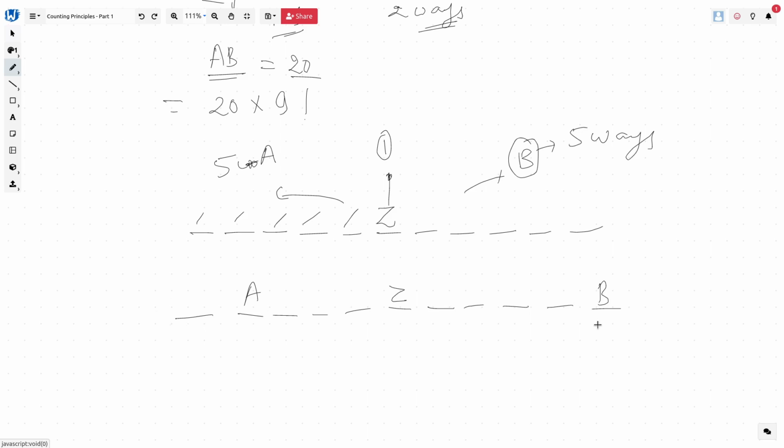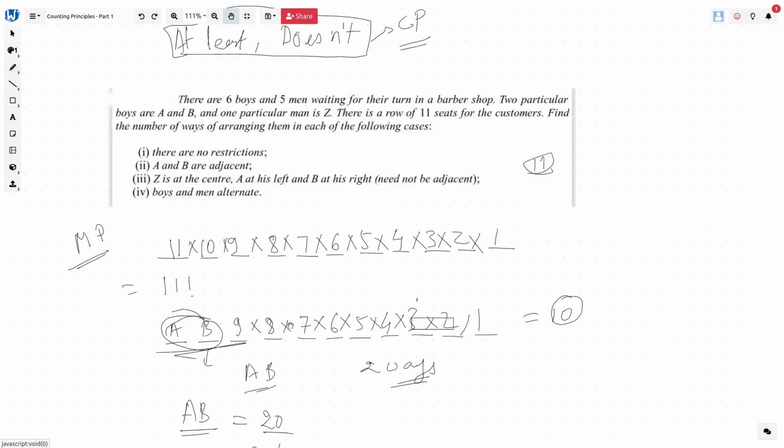So we are left with 8 places and 8 people. So it can be done 8 ways, then 7, 6, 5, 4, 3, 2, 1. So 5 ways A can sit, 5 ways B can sit, so there are 25 ways, and the rest of the people can sit in factorial 8 ways, because it's the multiplication of 8, 7, 6, 5, 4, 3, 2, 1.